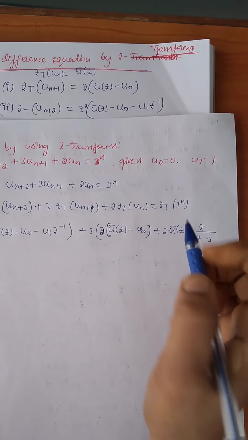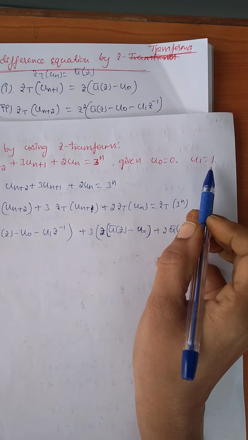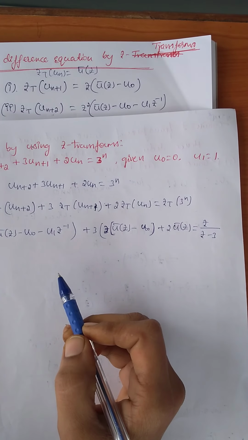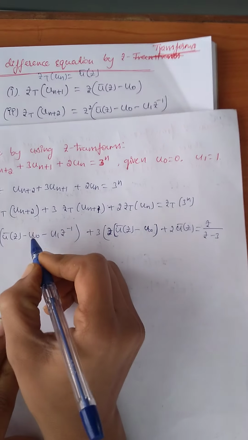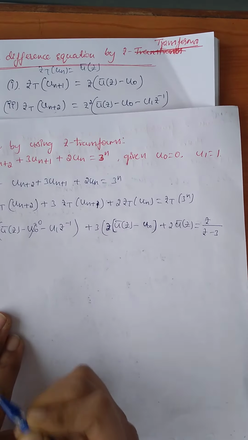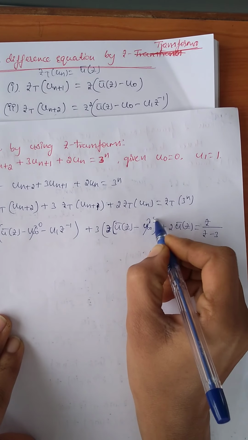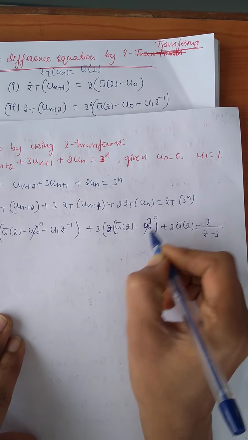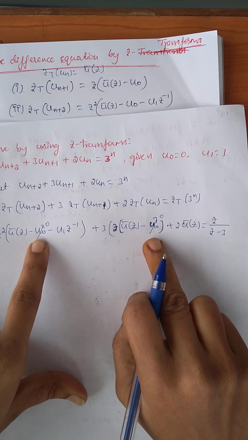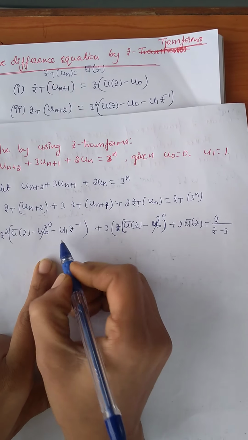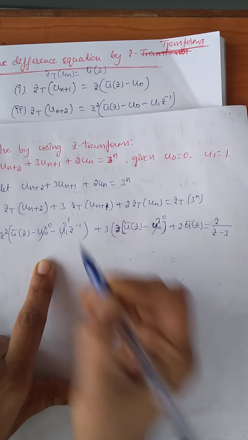Next, simplify this. Simplification means here the given conditions are u0 is 0 and u1 is 1. Substitute them and simplify the u bar of z equation. The u0 value is given as 0, so the second term is 0. Here also the u0 term is there, so this term also becomes 0. And the u1 value is given as 1.